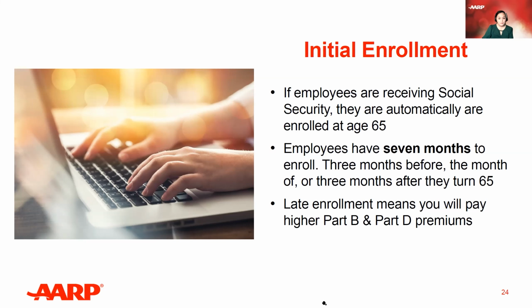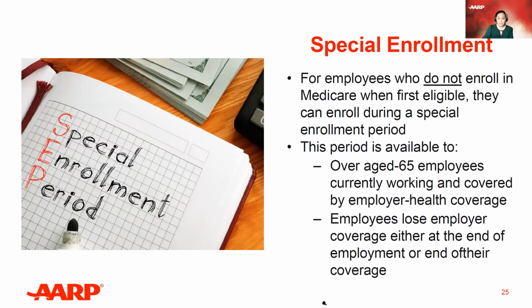All right. Special enrollment is the exception for when you are initially enrolling into Medicare for the first time, but you delayed it and had a valid reason to delay, such as continuing to work and having your job-based coverage. So employees who do not enroll in Medicare when first eligible can enroll during a special enrollment period. It is available to those over age 65 who are currently working and covered by employer health coverage, and employees who lose their employer coverage either at the end of employment or at the end of their coverage.